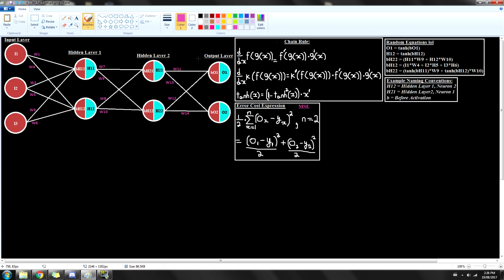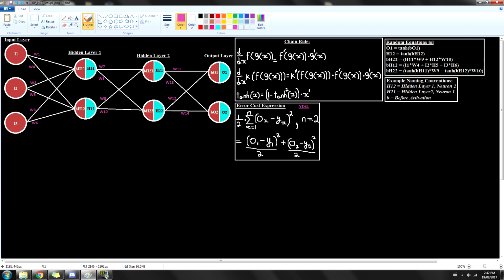But I think dividing the before activation and the activation part will actually help simplify our backpropagation just a little bit more. The error cost expression that we're going to be using is mean squared error, which I expand out over here. So for an example output of y1 and y2, the mean squared error is just going to be O1 minus y1 squared divided by 2 plus O2 minus y2 squared divided by 2. So this is essentially just equal to our total error.